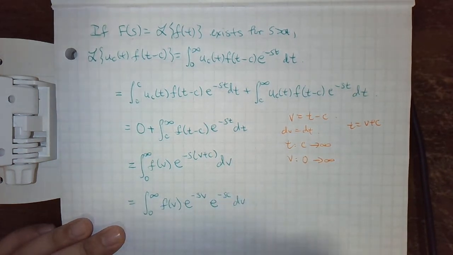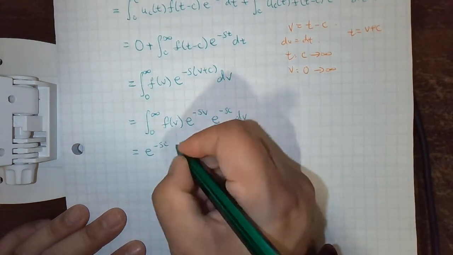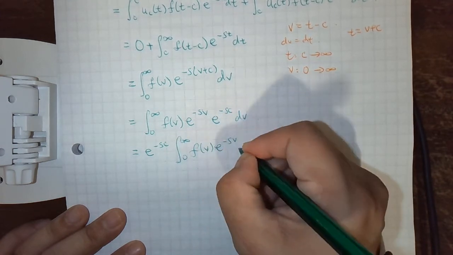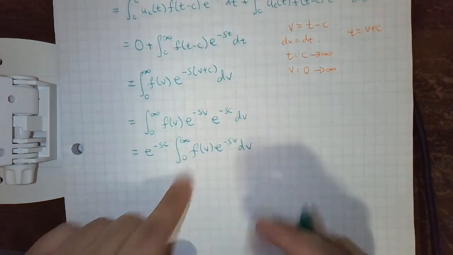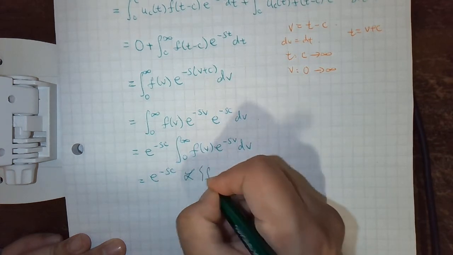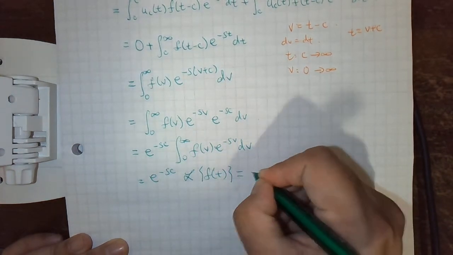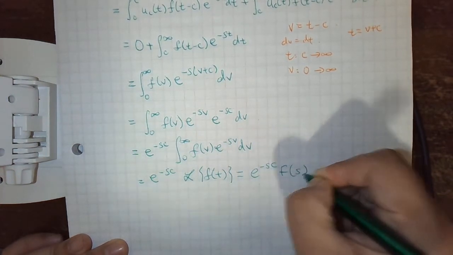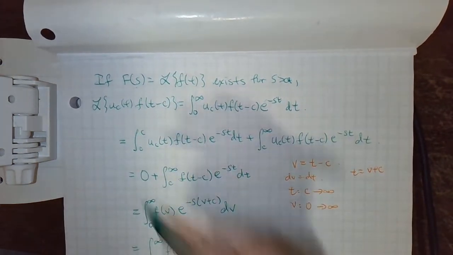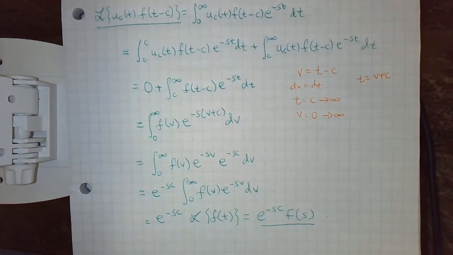So I'm going to take that out in front because e to the minus sc doesn't depend on v, so I can take it out as a constant. Integral from 0 to infinity, f of v e to the minus sv dv, and at this point you can replace v with t again if it makes you feel more comfortable. But basically this is e to the minus sc, the Laplace transform of little f of t, where I used v instead of t. It doesn't matter. Which is e to the minus sc big F of s, what we called it at the beginning. Okay, so we don't have to do this work again. We can just memorize or look up that Laplace transform is this.